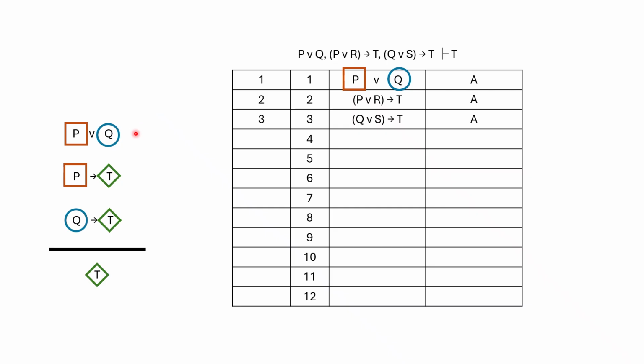We have a wedge, which is one of our assumptions here. It's line 1. And then to do the wedge out rule, we need two separate arrows, one showing that one side of the wedge goes to our conclusion, and then another arrow showing that the other side of the wedge goes to the same conclusion. And once we get those three pieces, then we can assert the consequent of those two arrow statements.